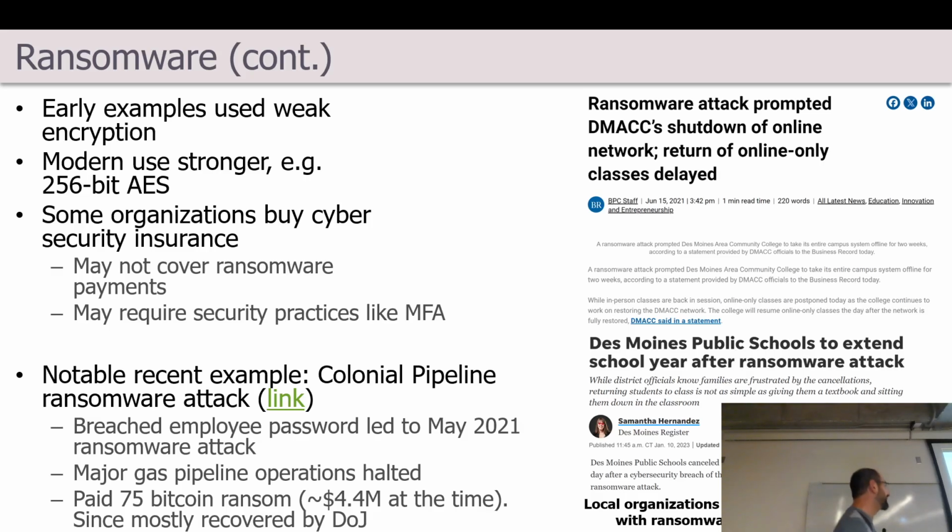There's been a lot of recent examples. This is more of a national one, the Colonial Pipeline ransomware attack, where the entry point was just a breached employee password. This was a major gas pipeline, and they did pay the ransom, 75 Bitcoin, which was $4.4 million at the time. It's quite a bit more than that now. Mostly it had been recovered via law enforcement actions after the fact. But that's an example in which the entire gas pipeline was shut down. That becomes very expensive very quickly. $4.4 million may have been a relative bargain for that organization to get rid of the ransomware.